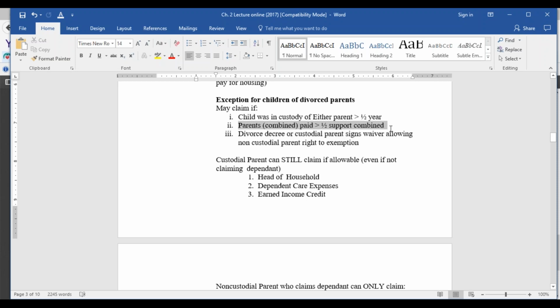And as long as the parents paid for over half the support, or if there's a divorce decree and there's some kind of a waiver that says, even though the child didn't live with me over half the year, the divorce decree does specify that I can claim the child every other year. Or the custodial parent can actually sign a waiver that says, I will grant you this child and you can take them on your taxes.